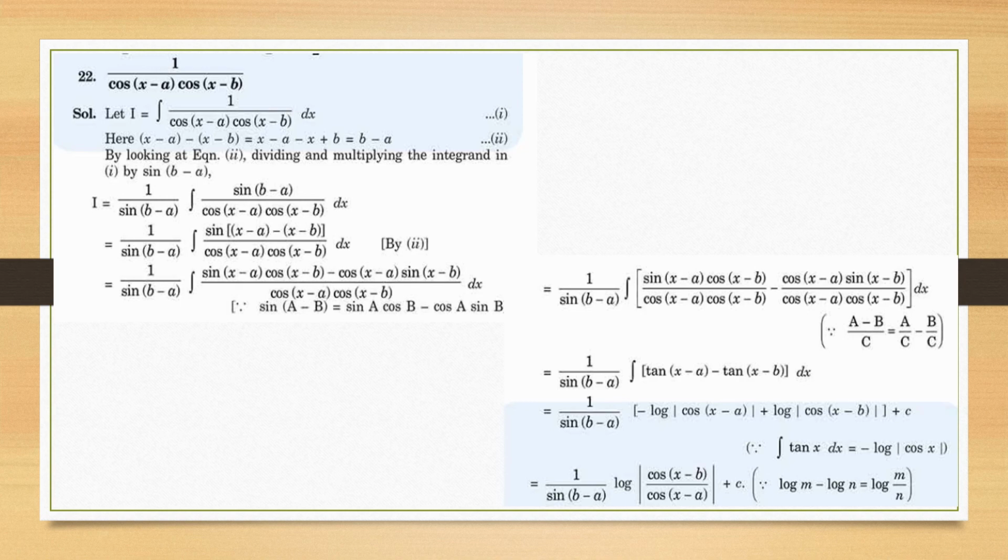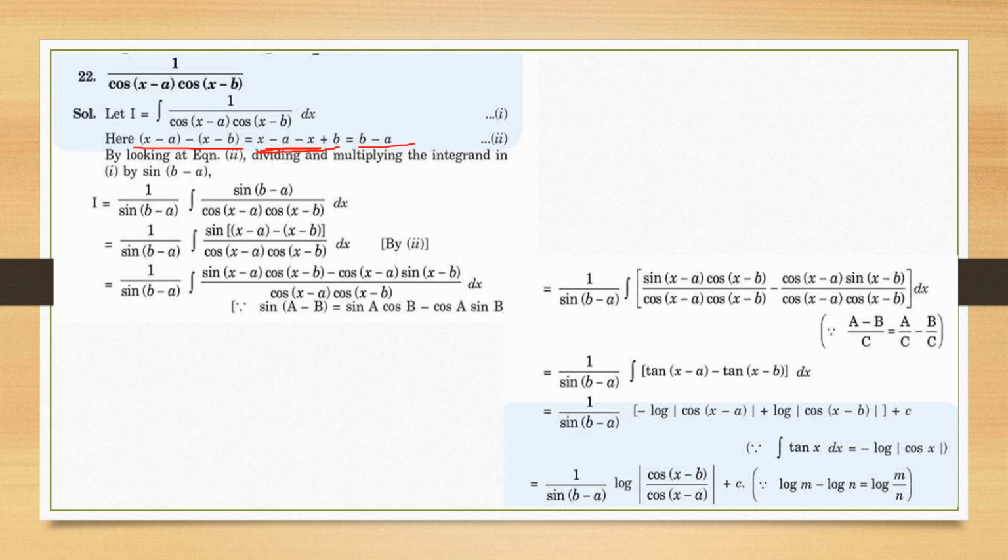Now see, as you can see, it is 1 upon cos. Means you look at the equation, you'll observe that the numerator is having 1 and the denominator is having both cos. Okay, so see how we execute this question. Like, can I write x minus a minus x minus b? Okay, now this is there, right? So if I open it, x minus a minus x minus b, it is just b minus a, right? So what will we do?